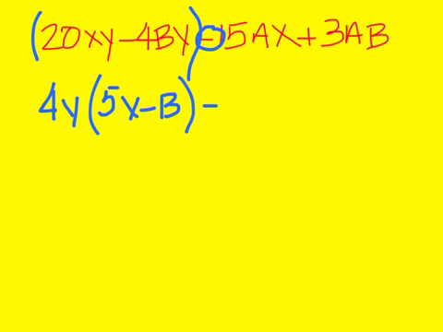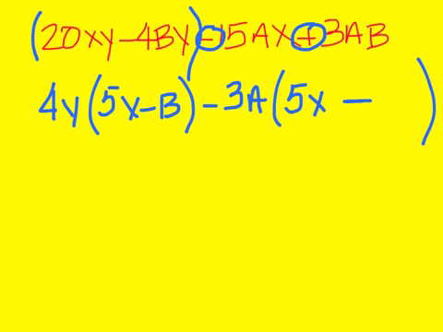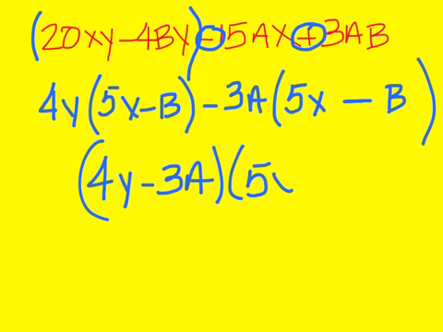Now on this next one, you have a minus sign there in front of the first term, so you have to put a minus here. And then on the inside, this one would change to what? Positive 15a and minus 3a. Yeah, that's right. What can you factor out from both of them? 3a, and what am I left with? 5x and plus b. Yeah, so that would be 4y minus 3a, and then 5x minus b.